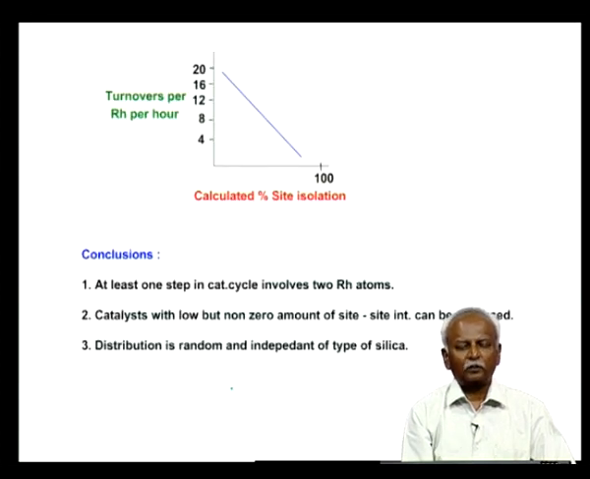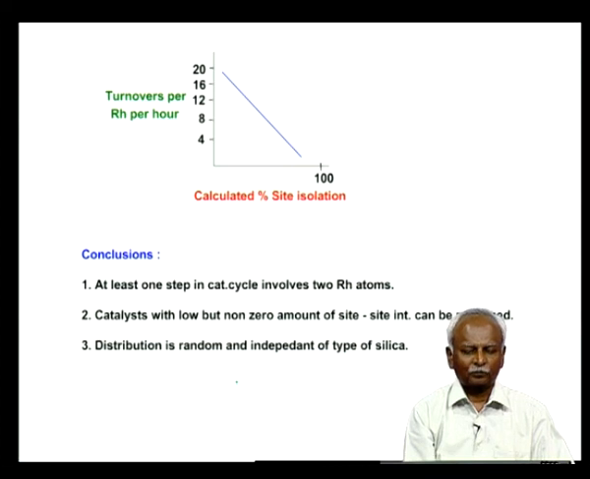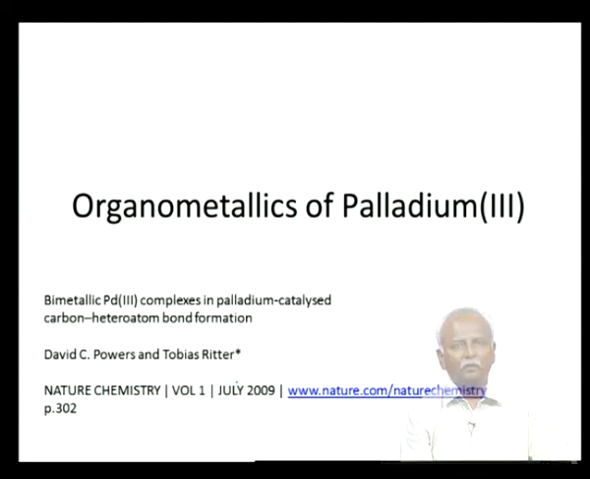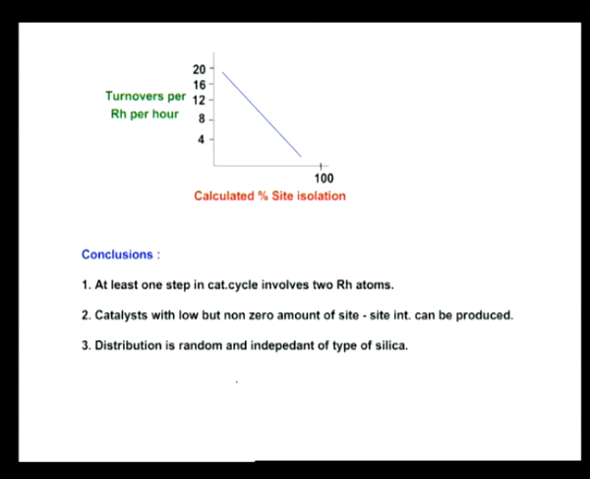So, the turnovers of dinuclear elimination decreased with amount of site isolation. If you increase the amount of site isolation, only mononuclear species are formed. If mononuclear species are formed, then reductive elimination is unfavorable. And in fact, that is what they showed here by plotting percentage of site isolation with turnover number. So, there was very clear indication that the elimination was happening in a dinuclear intermediate.